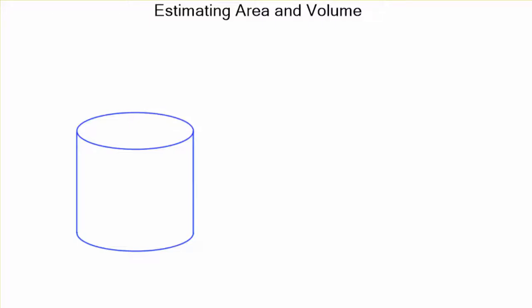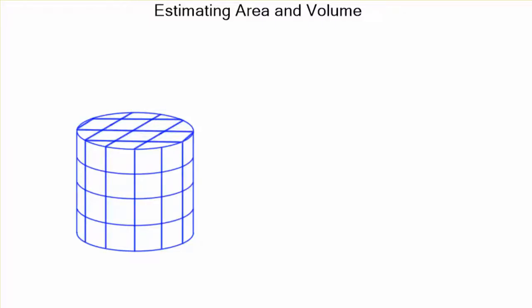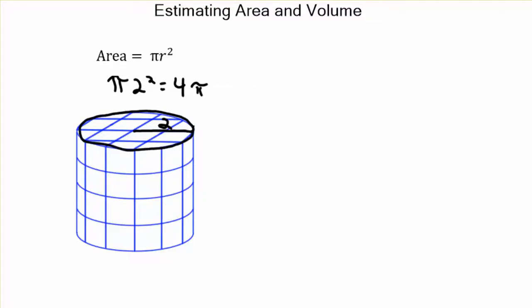So let's look at one of the more difficult ones that you'll see. This is a cylinder, and again, we're talking about squares and cubes. Another thing that you're going to need to pay attention to is the radius, distance from the center out to the side, and that's 2 units. Well, you're going to learn that area is pi times the radius squared. Well, 2 times itself is 4, so that's 4 pi. We're going to call that area 4 pi.